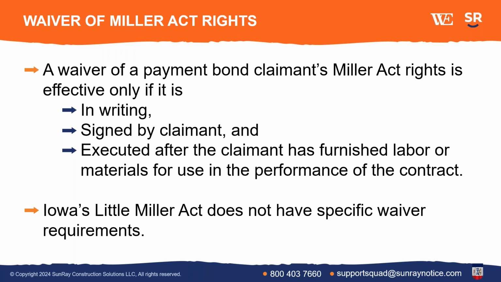So you can't have verbal waivers. You can't have some written waiver that's not signed. It has to be in writing, it has to be signed, and importantly, that signature on that written waiver has to be executed after the claimant has furnished labor and materials on the project. So, for example, if you're a prime contractor and you include in your subcontract a waiver of Miller Act rights, and they sign that subcontract before they start work, it's not effective. It has to be essentially a separate waiver signed after the claimant has already started work.